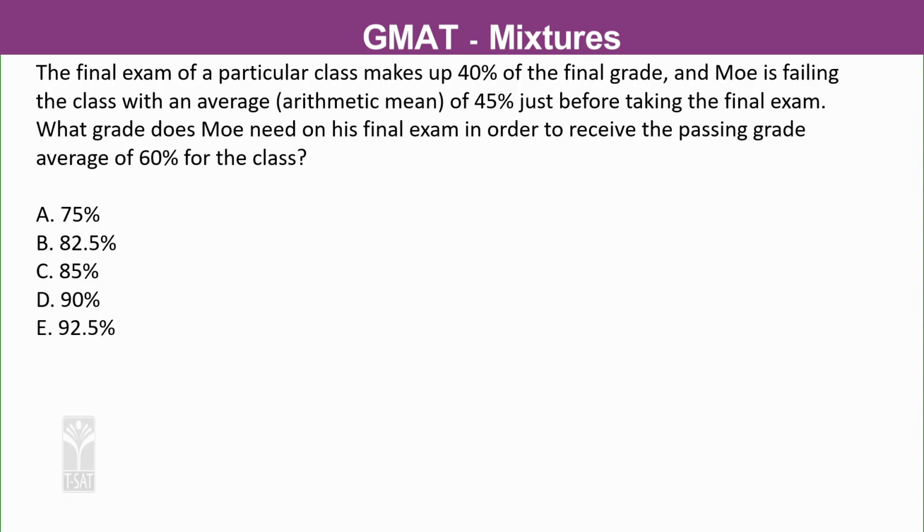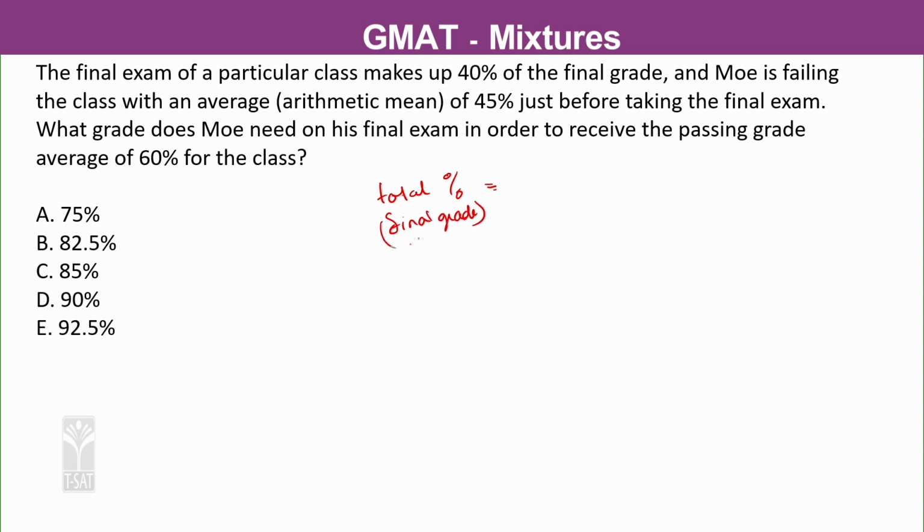Let us look at the next question now. The final exam of a particular class makes up 40% of the final grade, and Mo is failing the class with an average of 45% just before taking the final exam. What grade does Mo need on his final exam in order to receive the passing grade average of 60% for that class? So, the total percentage will be calculated by how much? It is the final grade.